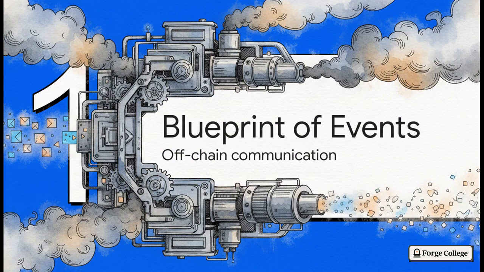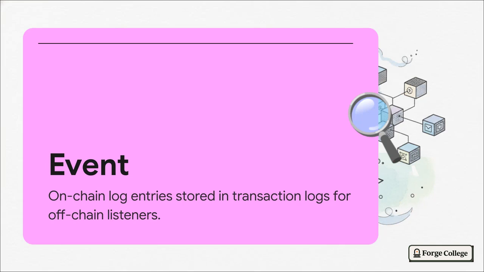Okay, kicking things off with part one, the blueprint of events, a mechanism for off-chain communication. Think of your smart contract kind of like a heavy-duty machine operating behind locked factory doors. Events? Well, they're the cheap, heroic exhaust system that lets the outside world know, hey, this machine is actually running and producing something. Formally speaking, an event is an on-chain log entry emitted by a contract to describe occurrences, and it's stored in transaction logs rather than contract storage. The absolutely crucial takeaway here is that events act exactly like store receipts for external listeners.